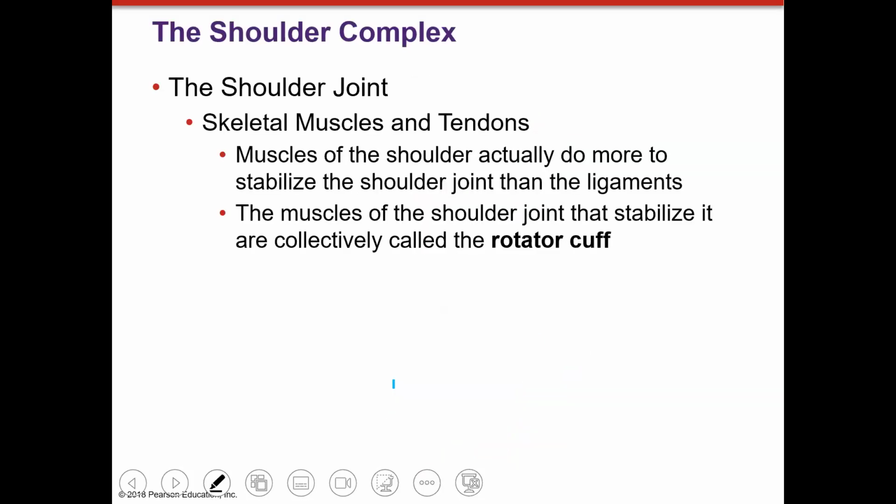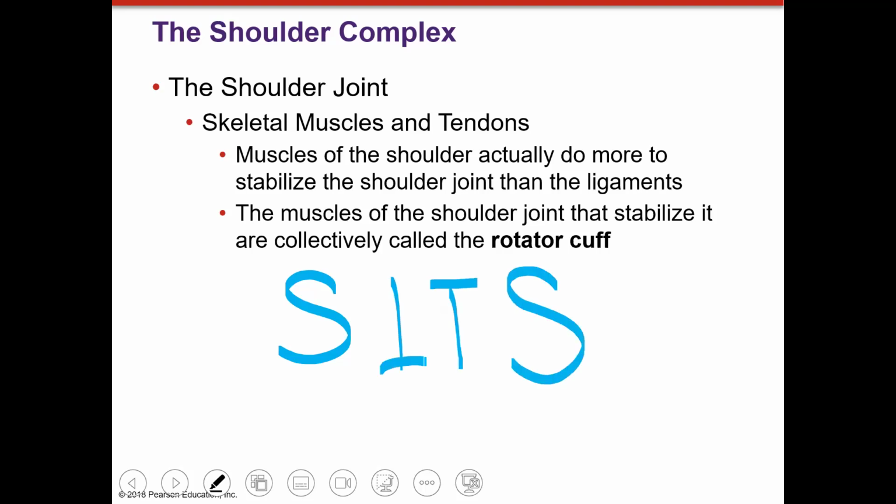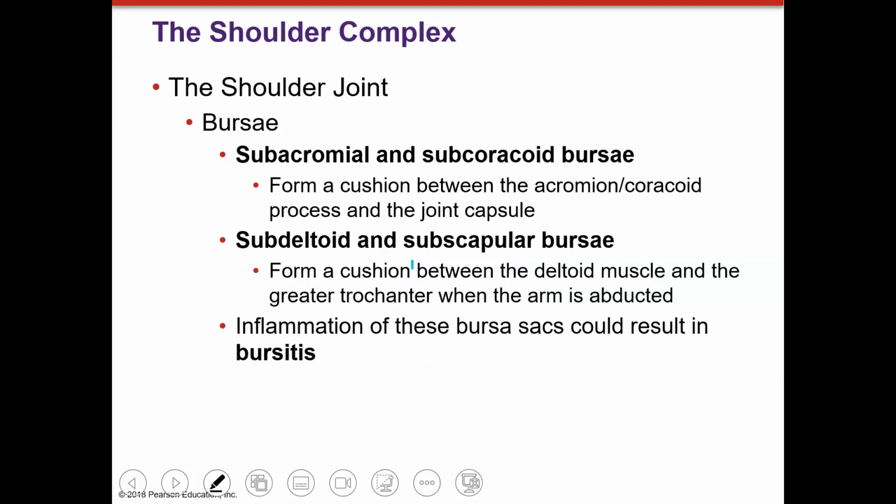At the shoulder joint, we see the skeletal muscles and tendons. The muscles of the shoulder joint that stabilize it are called the rotator cuff. We'll see those in our muscle chapters, and they're called the SITS muscles: supraspinatus, infraspinatus, teres minor, and subscapularis. But we don't have to know that specifically yet, but you will, and you'll get there. Those are the rotator cuff muscles that are stabilizing our shoulder joint for us.